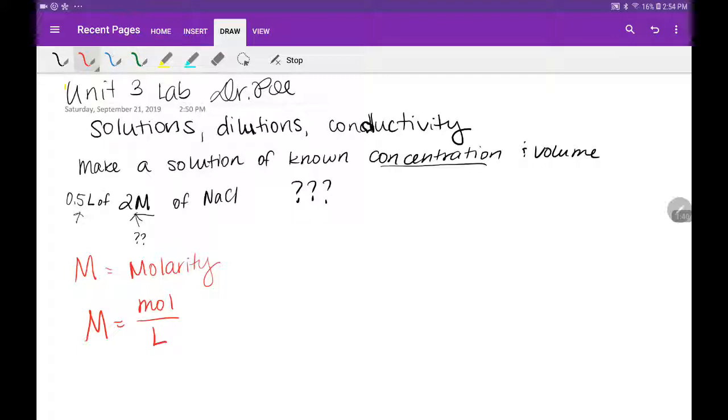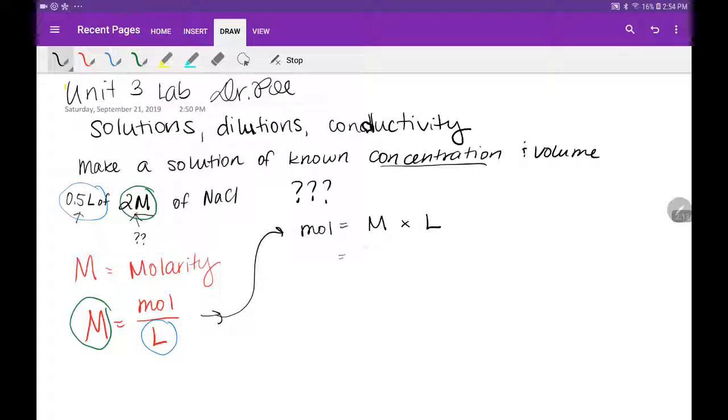We have the liters right here, so that can be plugged in, and we've got the molarity right here, so that can be plugged in. Essentially, if we remember, moles is related to grams, and grams is something we can weigh. So let's solve for moles. Moles equals the molarity times the volume in liters.